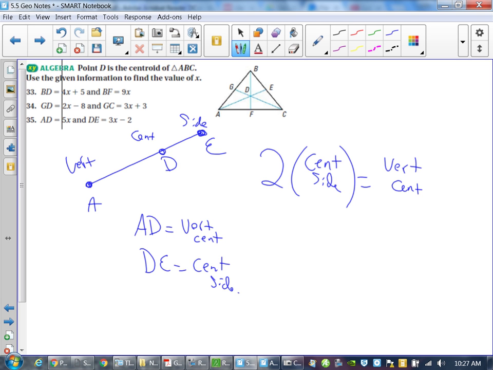So centroid to side is DE, 3x minus 2. That has to equal 5x. From there, it's really fast. We get 6x minus 4 is 5x. Move 4, move 5x, so you get x is. Very good.